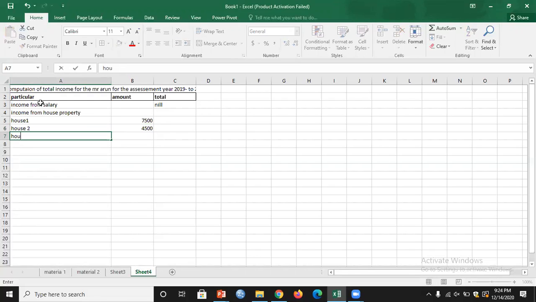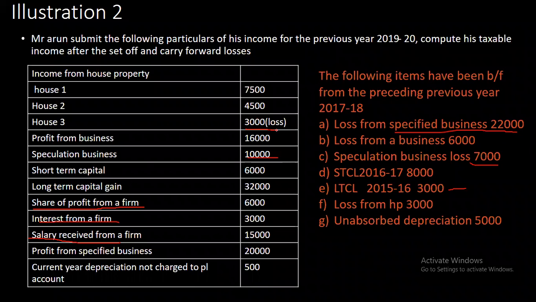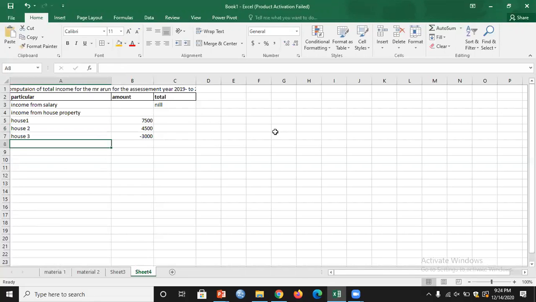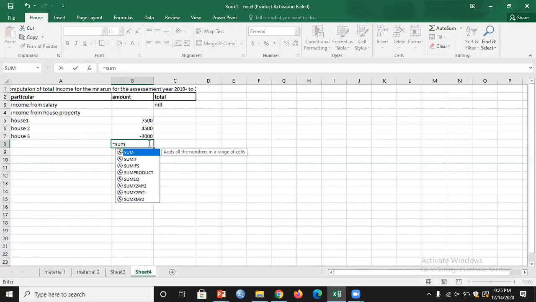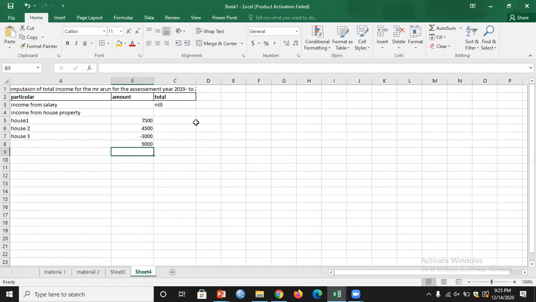Then house three, there is a loss of 3,000 rupees. Let me cross check it. Okay, there is a loss of 3,000 rupees. Then let me conclude how much I earn this year as income from the house property. Here I added 7,500 plus 4,500, then I minus the loss from house property 3, and I got around 9,000 rupees as an income.